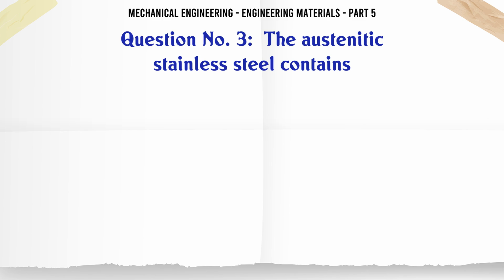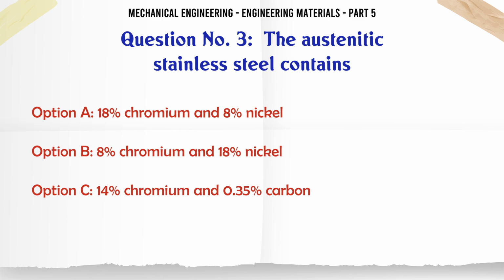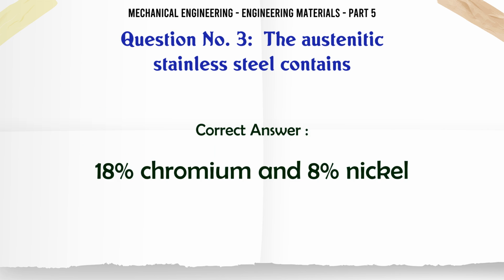The austenitic stainless steel contains A. 18 chromium and 8 nickel. B. 8 chromium and 18 nickel. C. 14 chromium and 0.35 carbon. D. 14 nickel and 0.35 carbon. The correct answer is 18 chromium and 8 nickel.